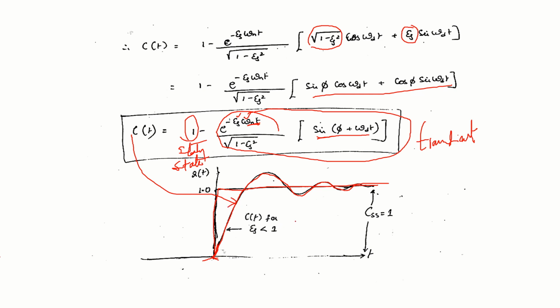Here I have considered it is an underdamped system. I have considered zeta is less than 1 and I have derived this equation. From this equation we can clearly make out the output is oscillatory, it oscillates and damps down gradually and attains the steady state. Here I have written steady state value is equal to 1.